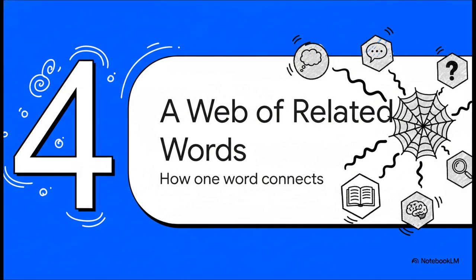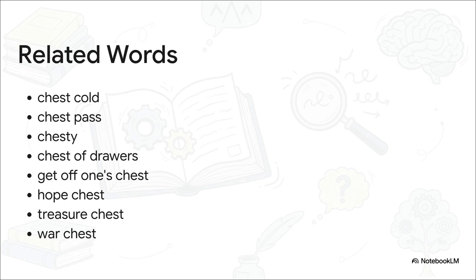Section 4, a web of related words. Let's see how this one little word branches out and connects to a whole bunch of other ideas. Just look at this list. It's amazing. You can practically sort these into piles. Chest cold and chesty, those clearly come from the body part meaning. Treasure chest, hope chest, those are all about the box. Then you get creative ones like a chest pass in sports, which uses your body to do something. And my favorite, get off one's chest, which uses the body part as a metaphor for a feeling. It's like a whole family tree of meaning growing from just 2 roots.